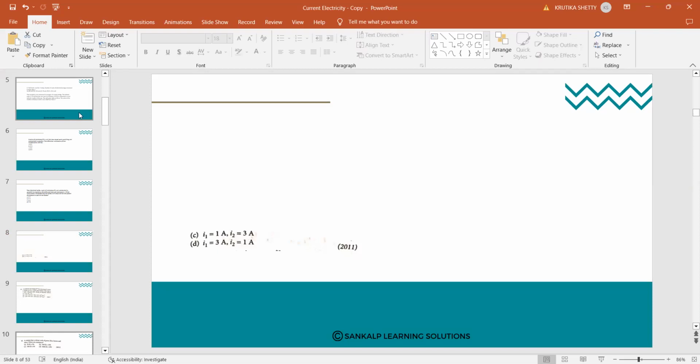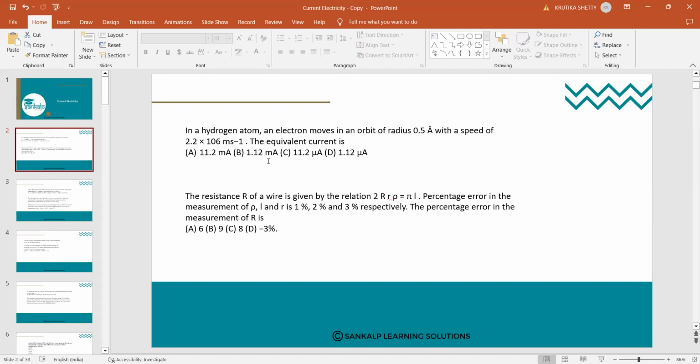Okay, so now the question is: in a hydrogen atom, an electron moves in an orbit of radius 0.5 angstrom with a speed of 2.2 into 10 raised to 6 meter per second. The equivalent current is? Can you do it?